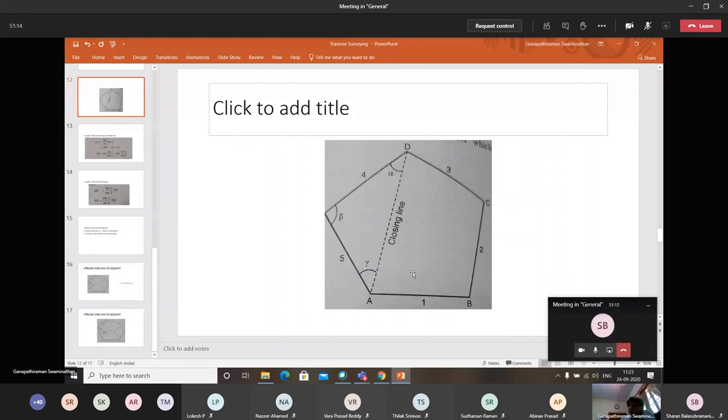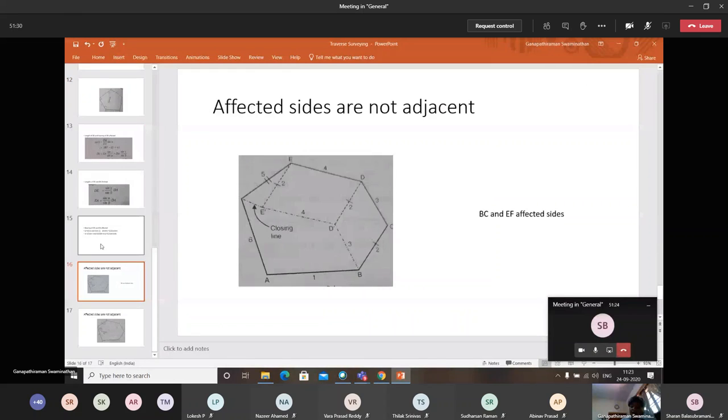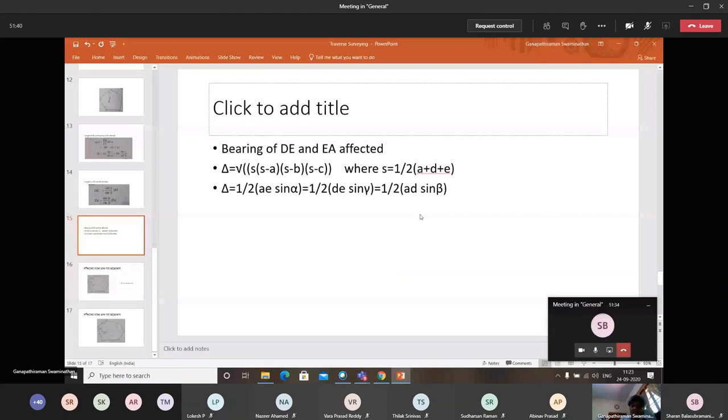So you know the formula: area of the triangle is equal to the square root of s into (s minus a) into (s minus b) into (s minus c), where s is equal to half into (a plus d plus e). This formula is very familiar. All of you know it. Heron's formula. Same thing, delta is equal to half into a into b into the included angle.